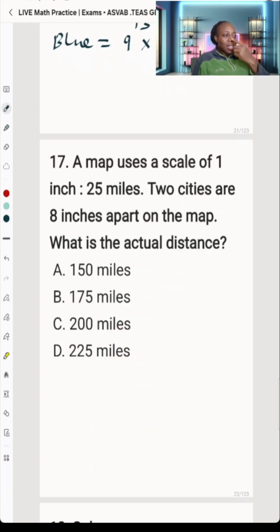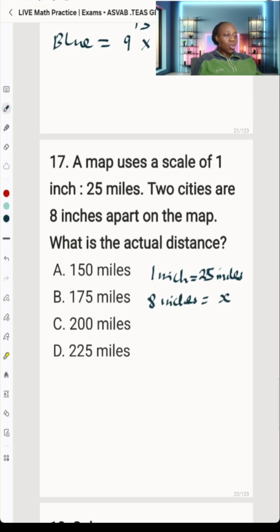A map uses a scale of 1 inch to 25 miles. Two cities are 8 inches apart on the map. What is the actual distance? 1 inch is 25 miles. Then we need 8 inches. We need the distance of 8 inches in miles based on what the map says.